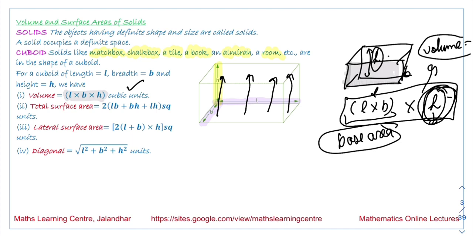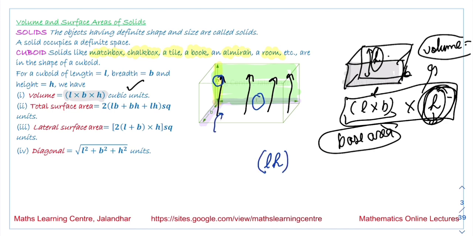Next is total surface area. We have seen there are total 6 faces, 4 are the walls. So what is the area of the wall? Suppose I am talking about this wall over here. The length of this wall is L, and the height of this wall is h. So we are saying L into h. This is the area of this wall.